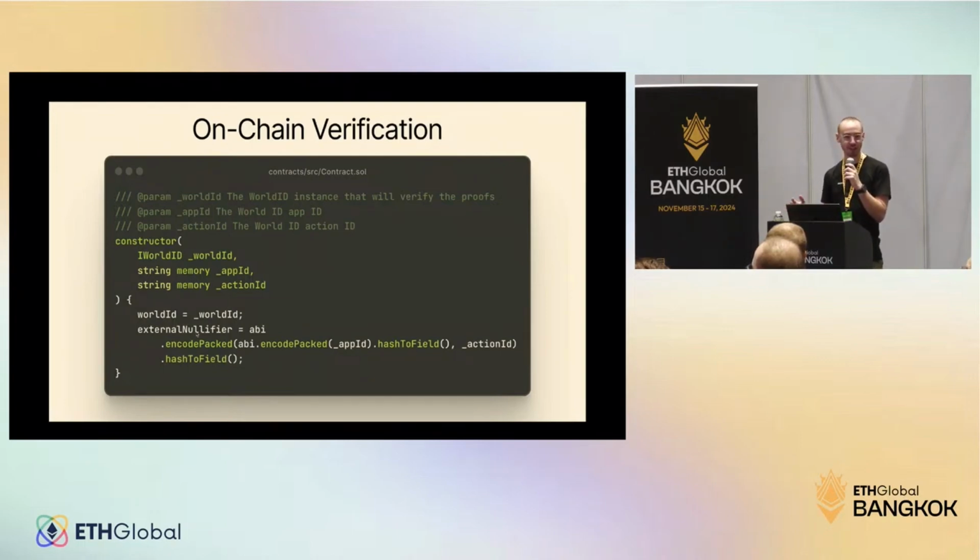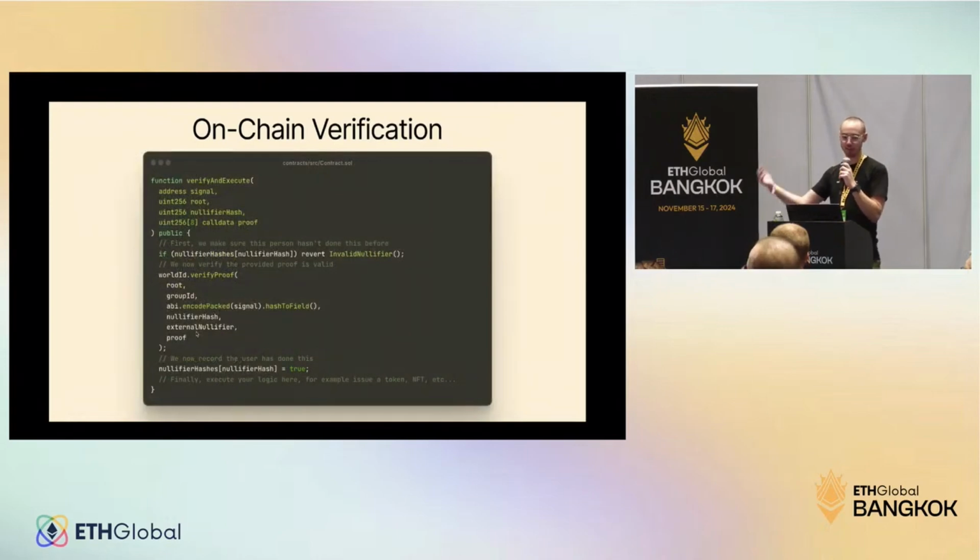This external nullifier is a combination of the app ID and the action ID. That is what actually determines the uniqueness of an action. It's more of an underlying protocol thing that's just needed when you're verifying these proofs on chain. So just rip that code from our templates that I'll show you later and reuse it. You don't need to modify it or worry about it too much.